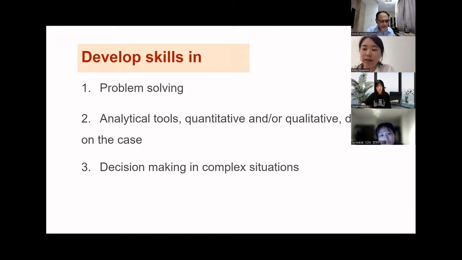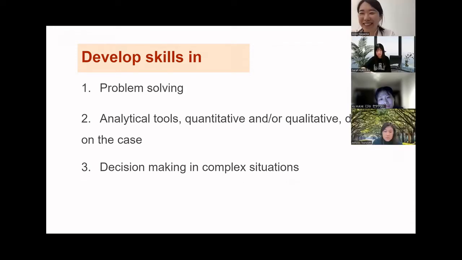And if you read the case study, you will get a headache, right? Akiko, Miho, you read the case study. That's what we call complex situations. The real world is complex. The real world is not simple.